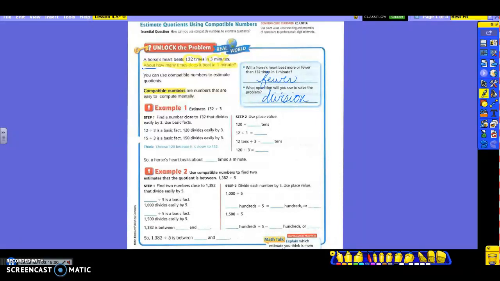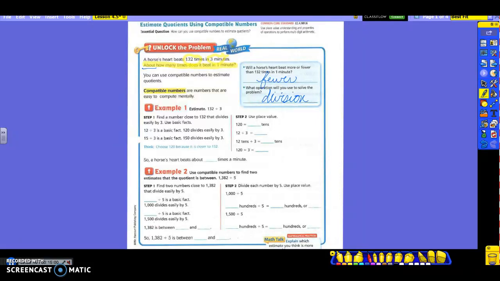Gives you a couple of different steps here, so follow closely with them. First, we're going to find a number that is close to 132 that divides easily by 3. And this is where our multiplication basic facts are going to come in. So if you know your multiplication facts, it should not be as hard for you as you think. So if you look here, they say that 12 divided by 3 is a basic fact. You see that? So they're using 120. Look how close 120 is to 132. Are you with me? Yeah.